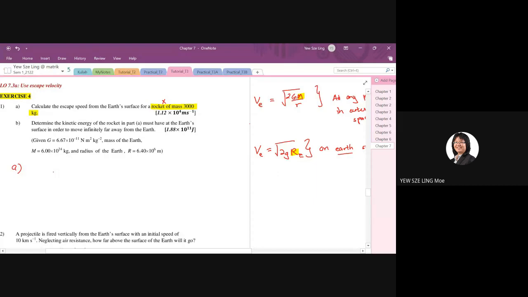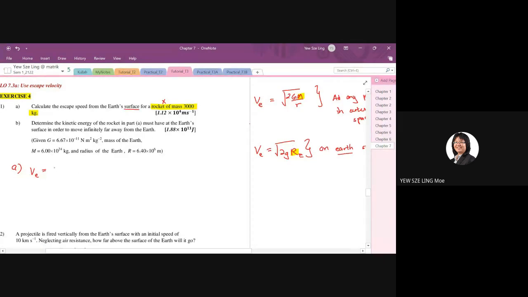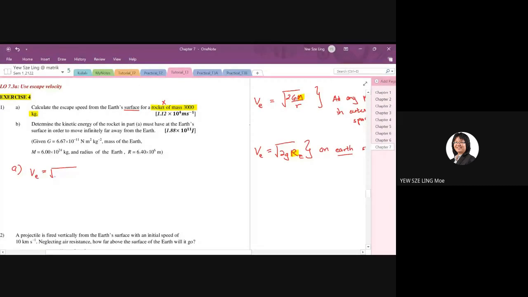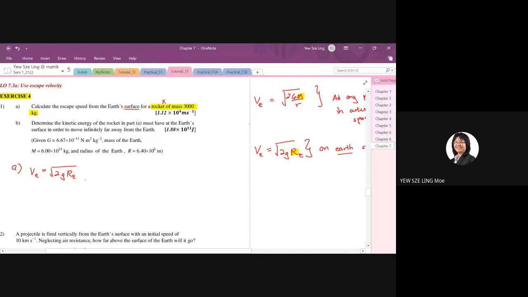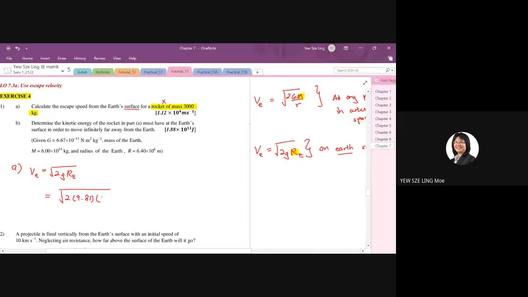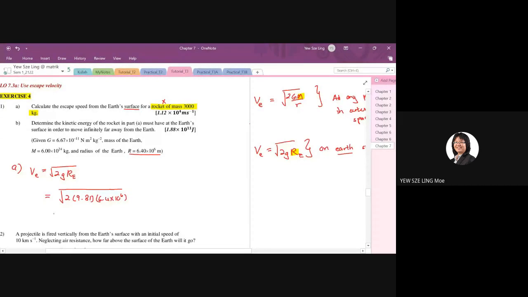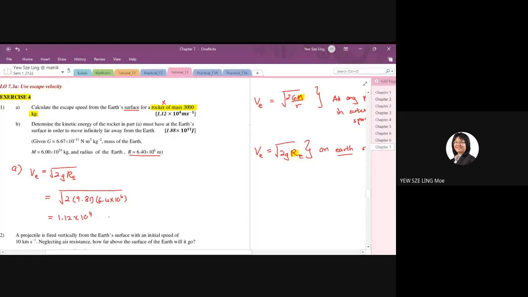What you need is just V escape equals to, you can use either equation. Since we are now looking at the object on the earth, let's use the second equation. So square root 2GRE, which equals square root of 2 times 9.81 times the radius of the earth, which is 6.4 times 10 to the power of 6. And then it equals 1.12 times 10 to the power of 4 ms negative 1.